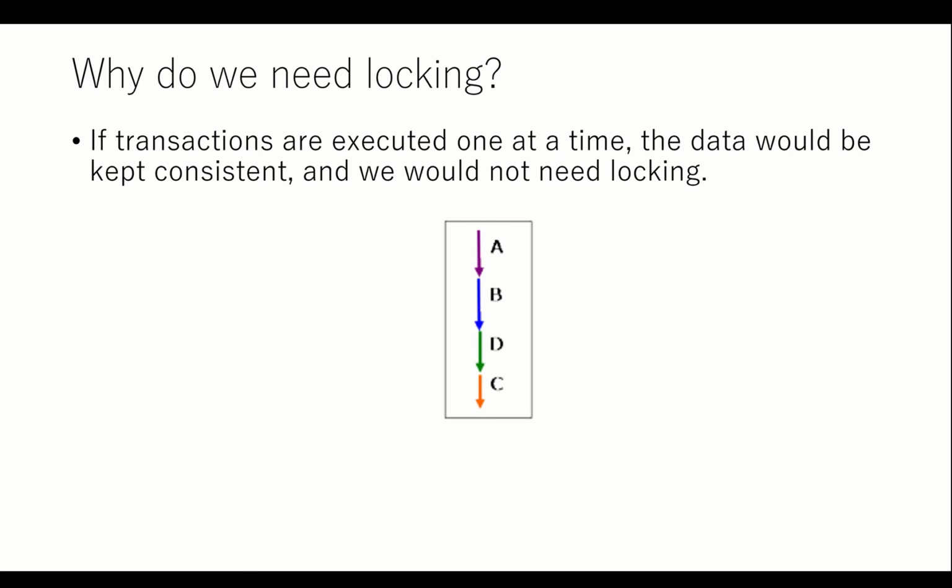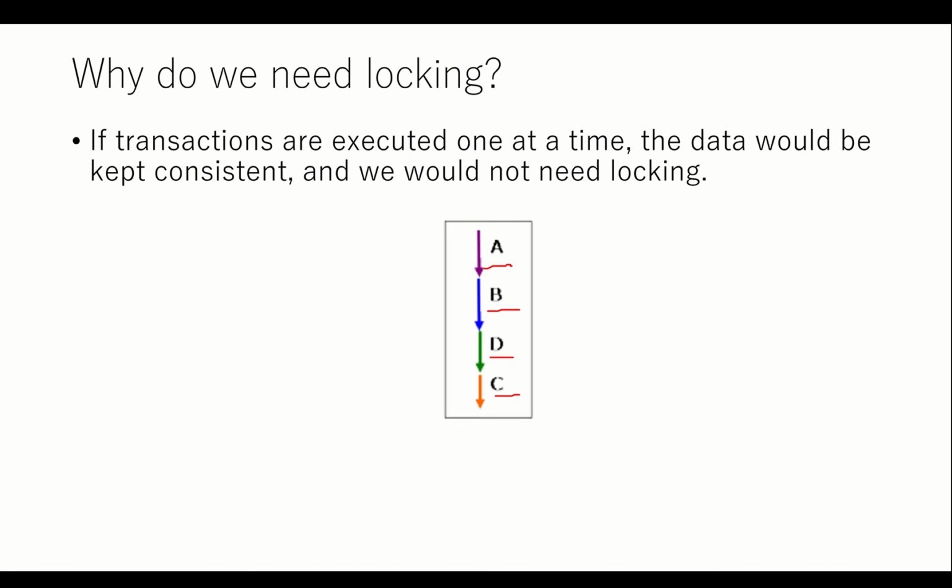So let's make it more specific. Imagine we have 4 transactions, or users, let's say, accessing our database: A, B, C, and D. As we can see, first C is coming, after that D is coming, after that B and A. We are sure that they are not coming concurrently. They are coming one after another. So if these transactions are executed one after another, we do not face inconsistency. As a result, we do not need locking.